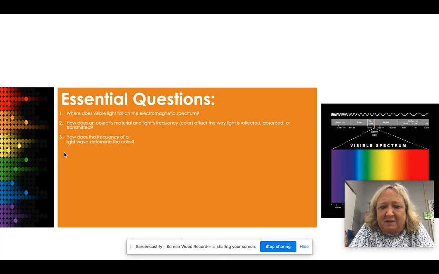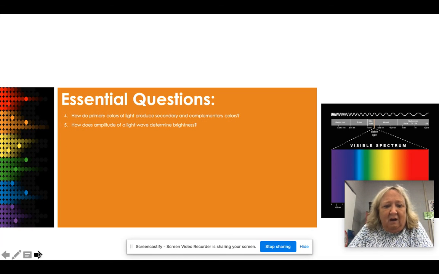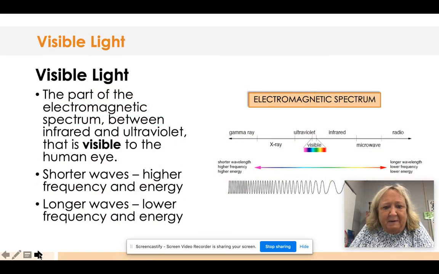Question number 2, how does an object's material and a light's frequency, which is its color, affect the way that light is reflected, absorbed, or transmitted? And last, how does the frequency of a light wave determine its color? So you will look at all those things in the next few days. All right, 2 more questions. How do primary colors of light produce secondary and what's called complementary colors? And then last, how does amplitude of a light wave determine its brightness? So keep those topics in mind.